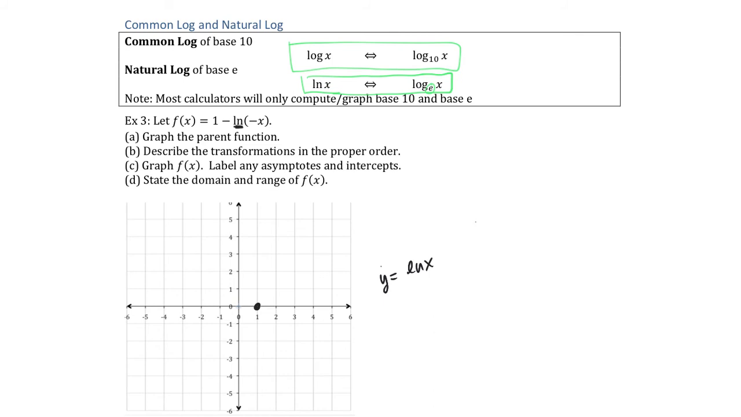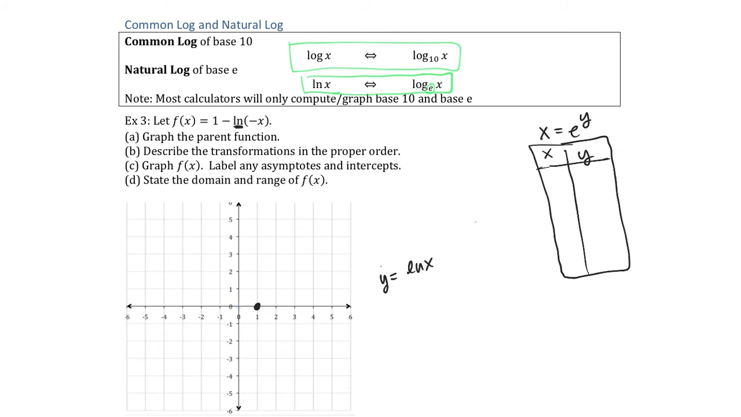And then when we're trying to graph logarithms, the easiest thing to do is to rewrite this in terms of exponent form. Remember that ln means base e. And then we just use the definition of logarithms. We have the base e to the power of y, e to the y, is equal to the argument, that x. Okay, and then we can just plug in some different y values here, 1 and 2.